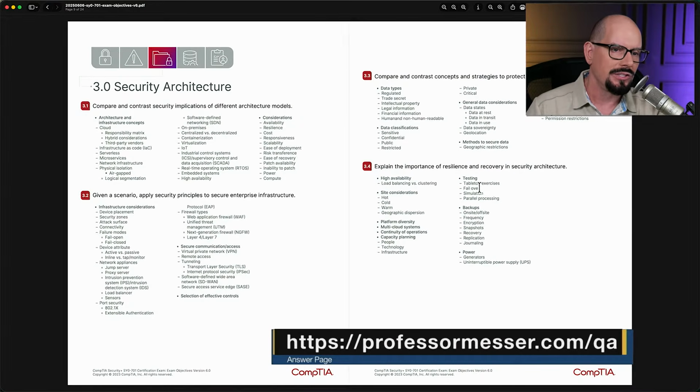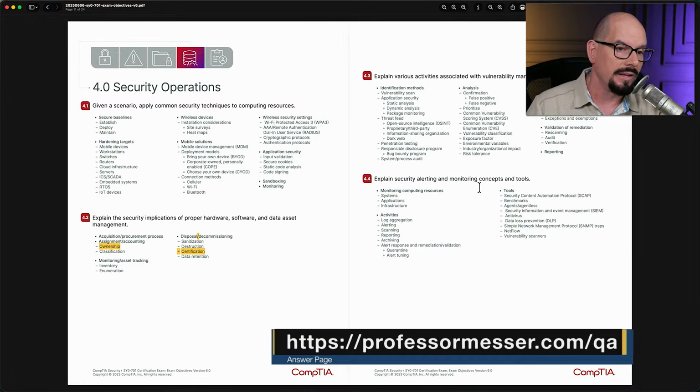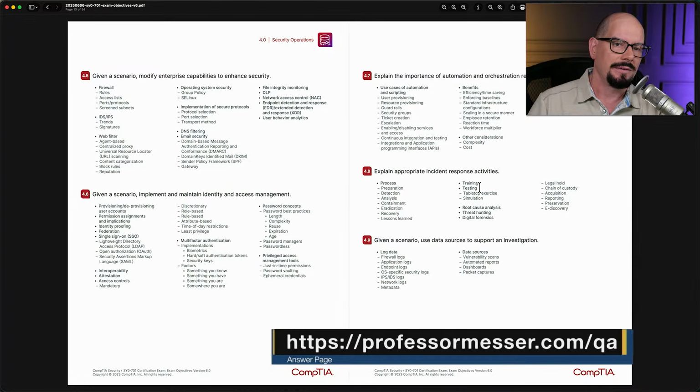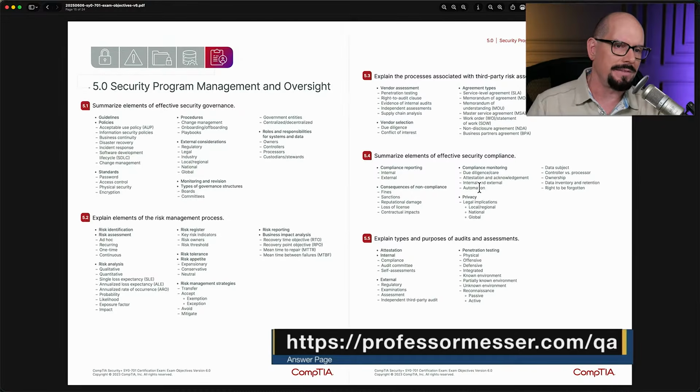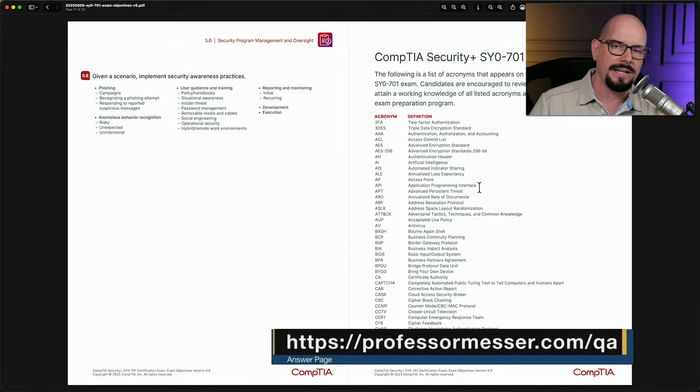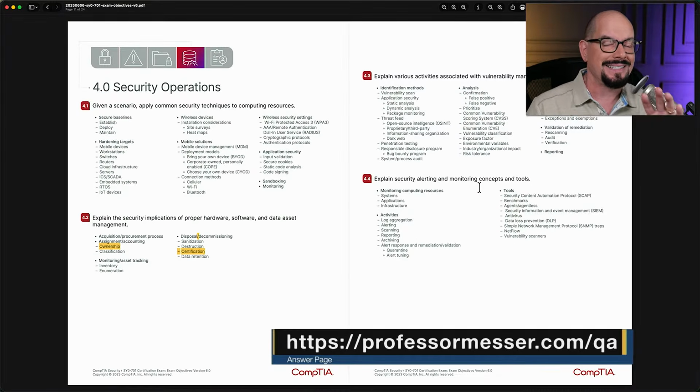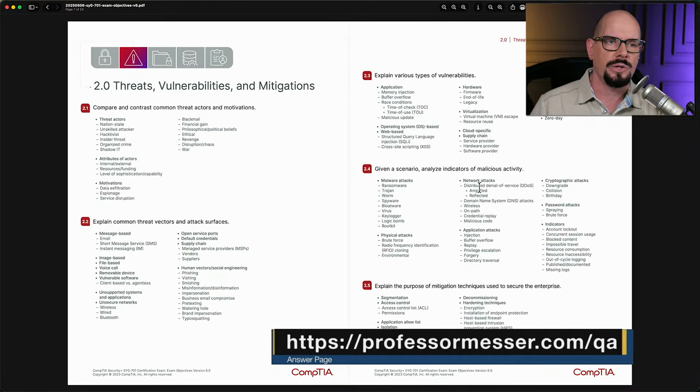Domain 3, security architecture. Domain 4, security operations. There's a lot of domain 4. And domain 5, security program management and oversight. And then finally, there is an acronym list in the back for your reference as well. That's a lot of objectives, hundreds and hundreds of topics that you need to know for this exam. This is where you should spend your time.